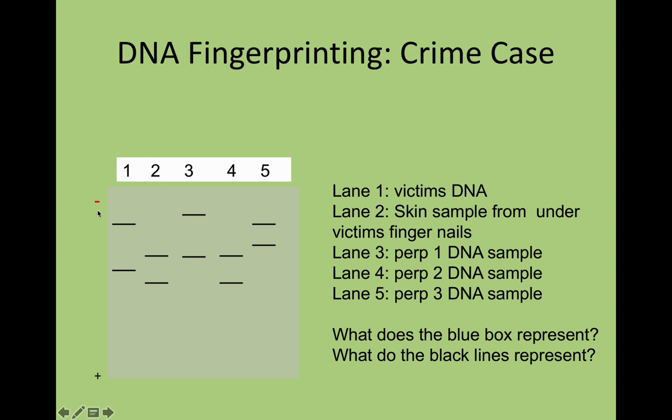So this blue box or gray box represents the actual gel. The black lines represent the DNA fragments. The DNA is negatively charged, so it migrates down to the positive end. Who was the potential murderer in this case? We would say most likely this person 2.